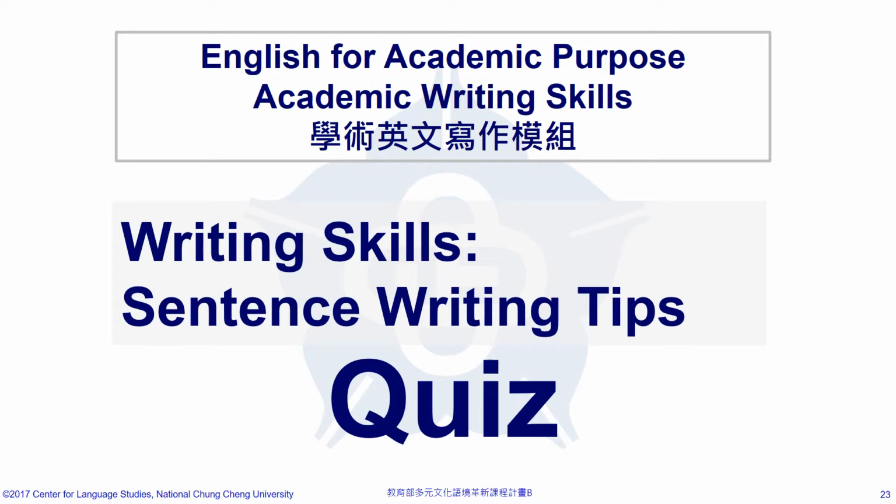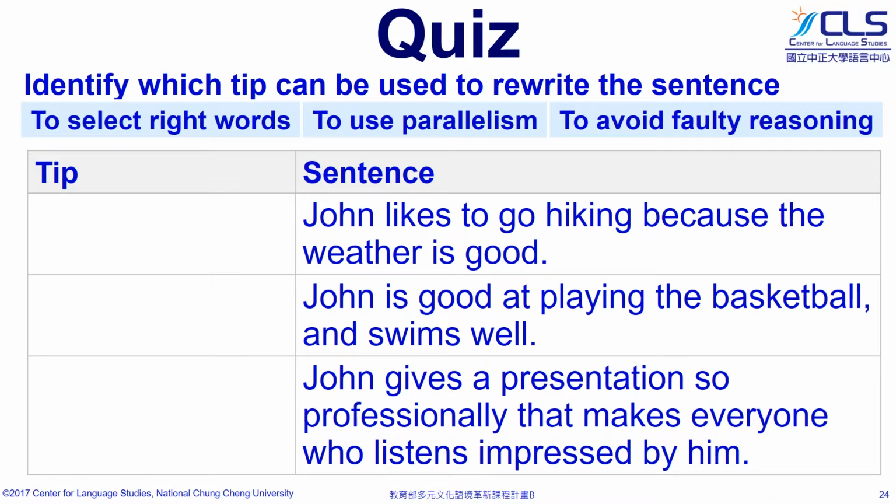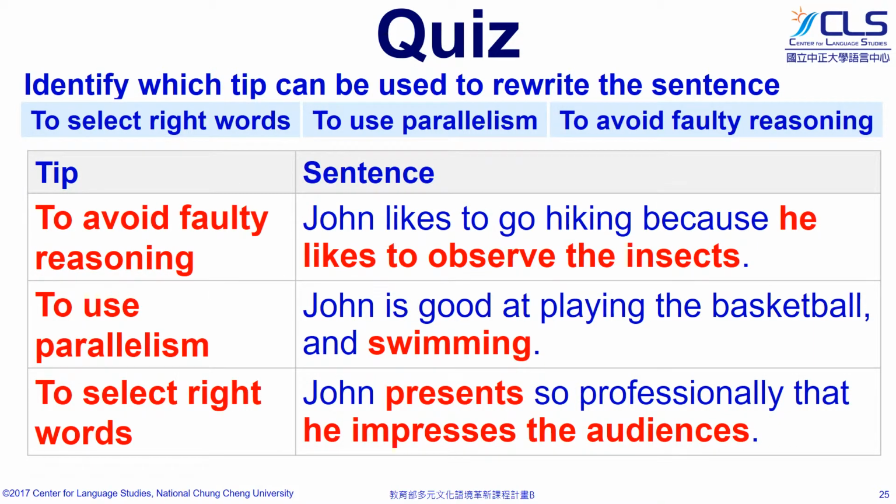Now, let's move on to the quiz to check our learning. Please identify which tip can be used to rewrite the sentence. Here are the answers. The first sentence includes the faulty reasoning, irrelevant argument. We can rewrite because the weather is good to be because he likes to observe the insect, which is more reasonable. For the second sentence, we can rewrite it using the same grammatical forms, the gerunds.